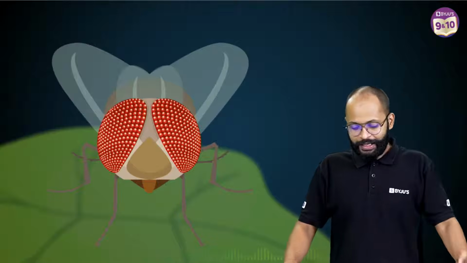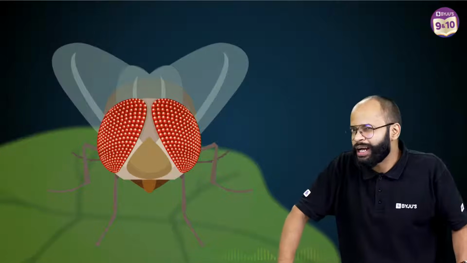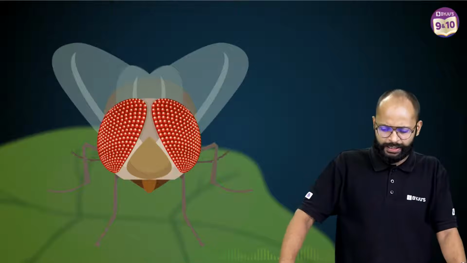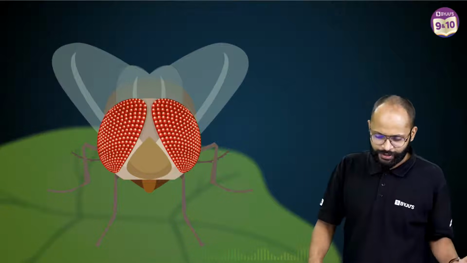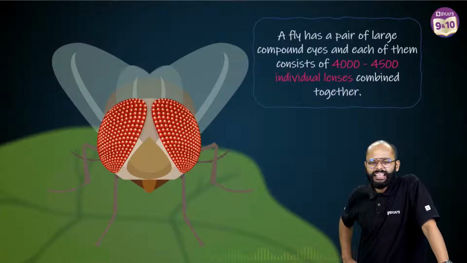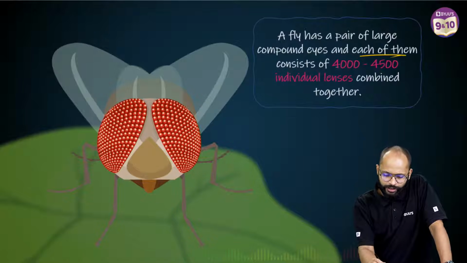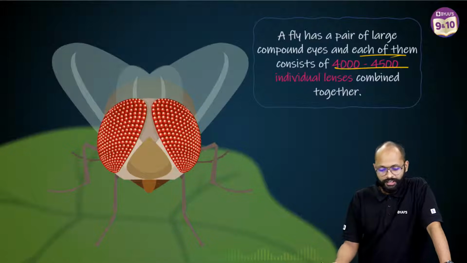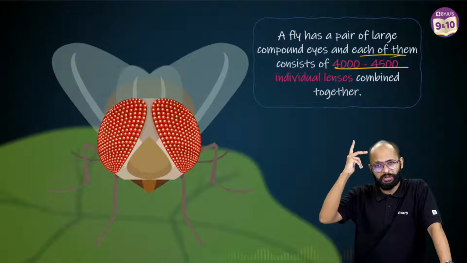And you know what? Some species of dragonfly have more than 28,000 lenses per compound eye. This is what we call a compound eye, by the way. Interesting, right? Yes, housefly's eye. A fly has a pair of large compound eyes and each of them consists of 4,000 to 5,000 individual lenses combined together. Dragonfly, 28,000.